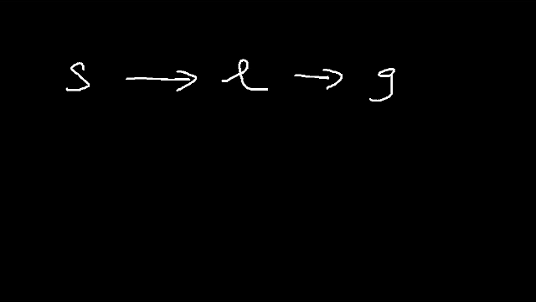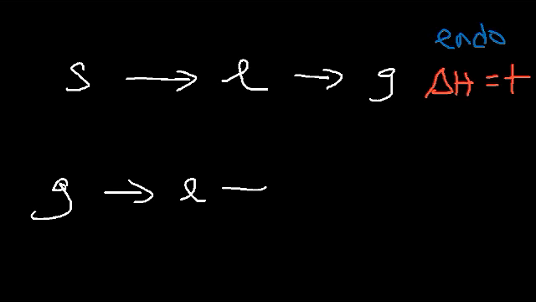So let's see if we can summarize what we've just learned. As you go from a solid to a liquid, which is melting, and then a liquid to a gas, which is vaporization, going in this direction, the enthalpy change is positive. The process is endothermic. Now, if you go backwards, from a gas to a liquid to a solid, it's an exothermic process. Energy has to be released.